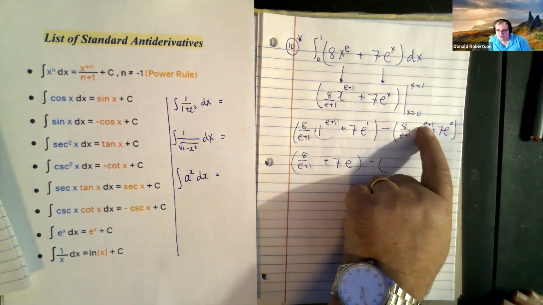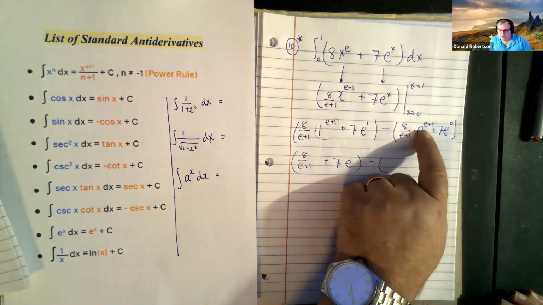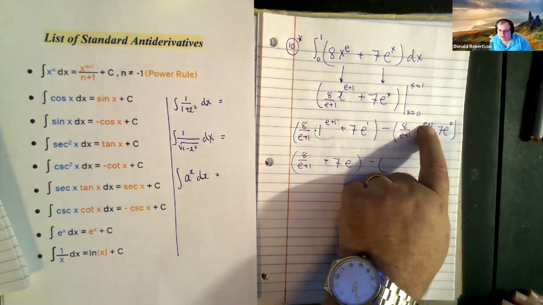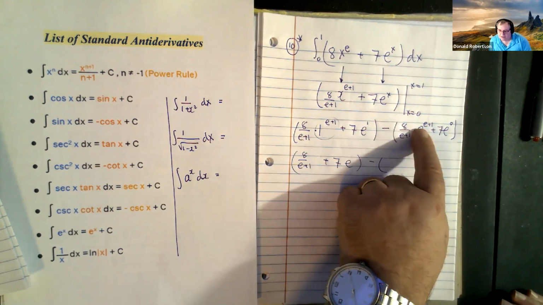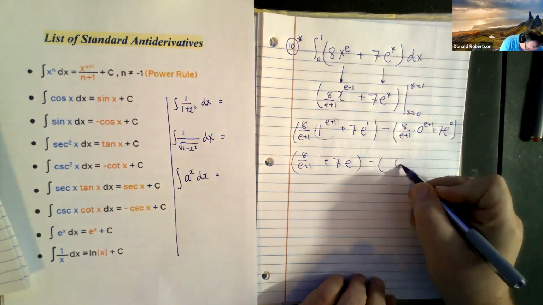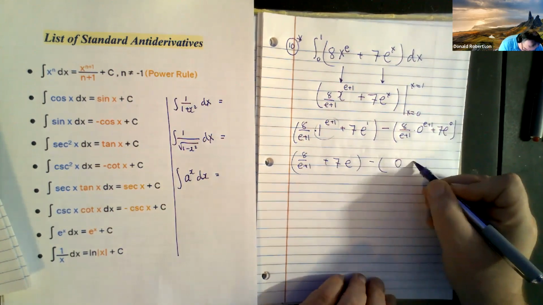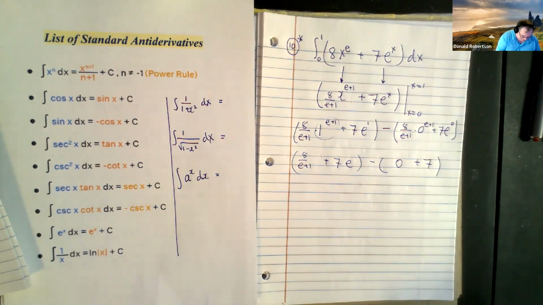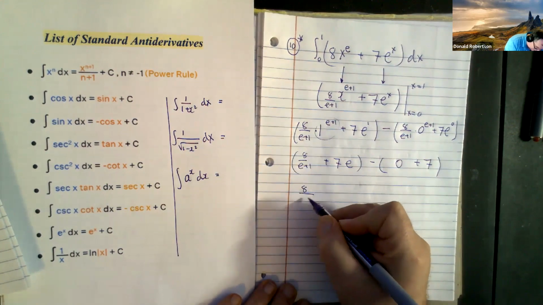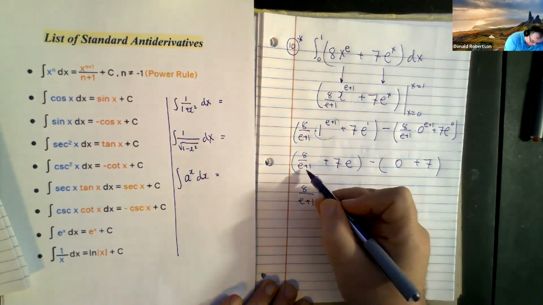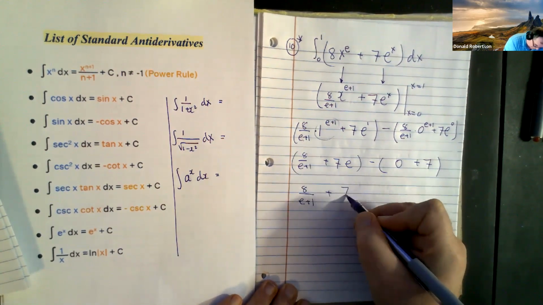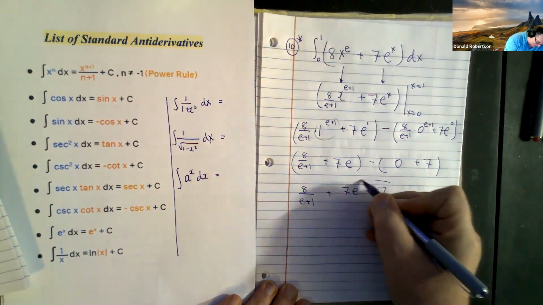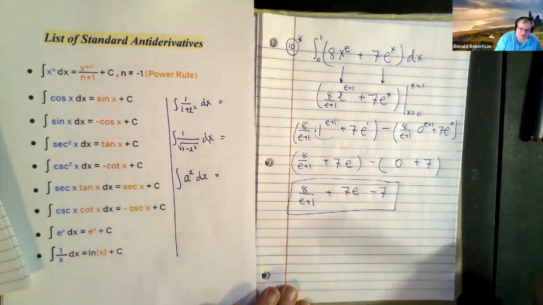Now 0 to the power of e plus 1 is like 0 squared or 0 cubed. 0 to the power of anything is still 0. So these two get me 0. And e to the 0 is the number 1. So 7e to the 0 gets me 7. And so the answer that we get here has 3 pieces. Piece number 1. Piece number 2, take away 7. And that is the end of that question.